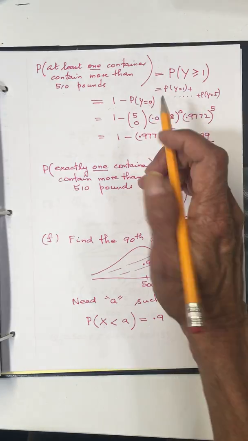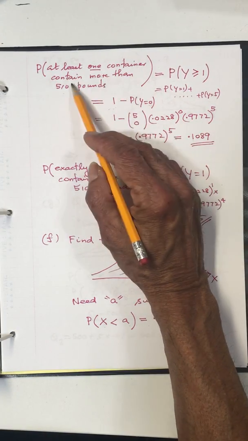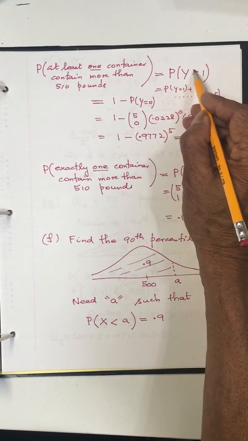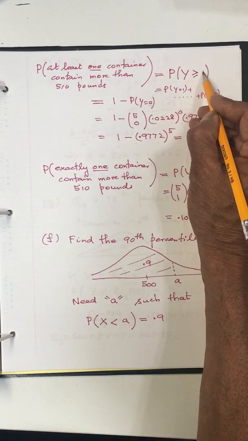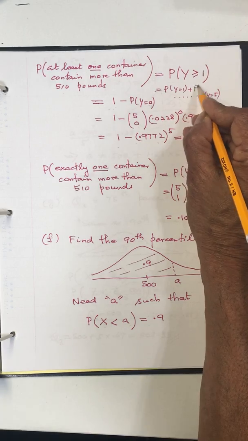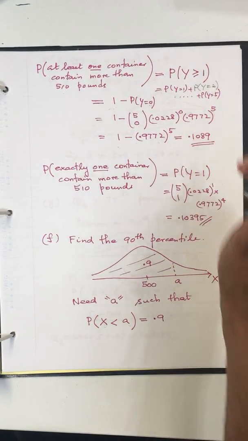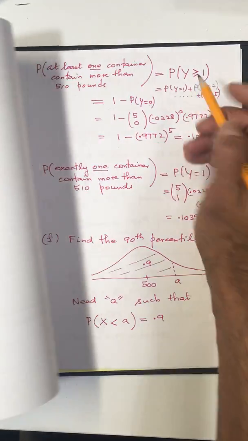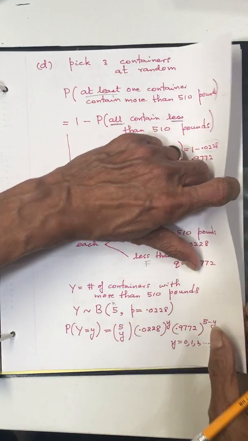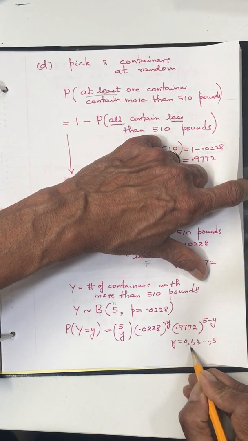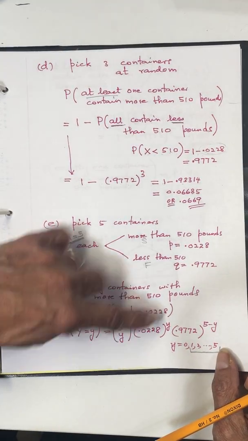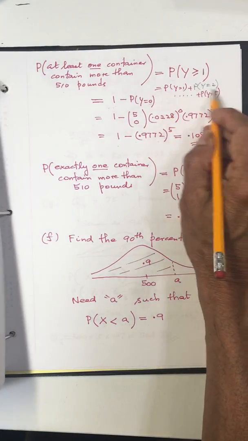The first part: at least one container contains more than 510 pounds. In terms of Y, you need Y greater than or equal to 1. So either Y equal 1 plus Y equal 2, and so on. You are using the binomial distribution, so you need to add all these values using the binomial formula, all of them together, with 1, 2, 3, 4, 5. So that's a long way to do that question.